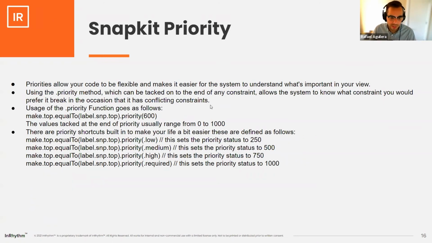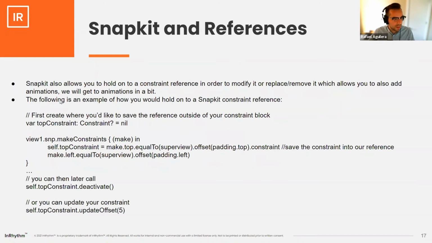So when you have conflicting constraints, it knows what it makes sense to break and what it makes sense not to break. So you can always get the best looking UI that you want. It has a built-in function called dot priority. In this, you can enter a value from, I believe, 0 to 1000. And then it has some nice little shortcuts like dot low, which sets a priority to 250, medium to 500, high to 750, and 1000 to required, which is pretty nifty.